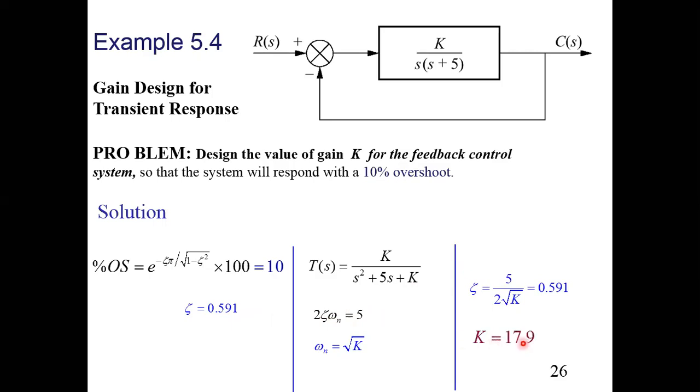K comes to be 17.9. So if we set our amplifier gain to 17.9, we will get the output waveform of the second order system that will have a percentage overshoot of 10%. In this way, we can design any output waveform of our particular requirement. I hope you understand the concept of analysis and design of feedback system. Thank you very much.